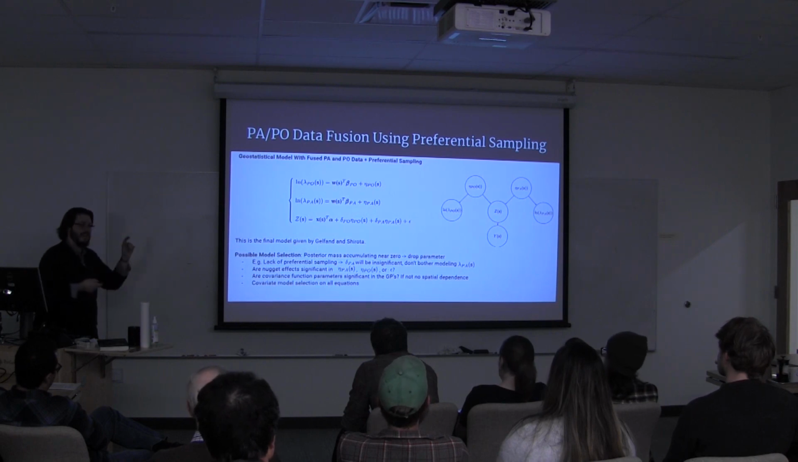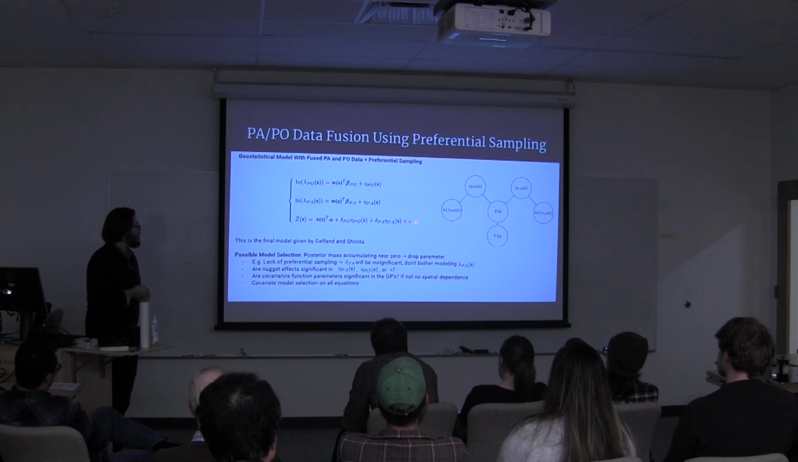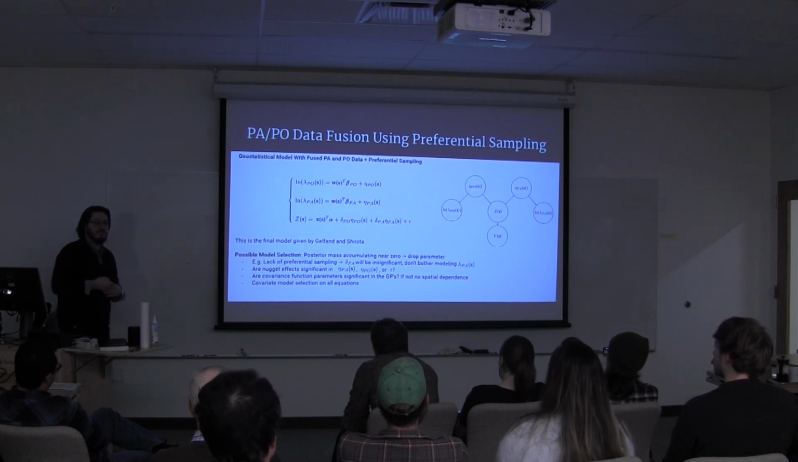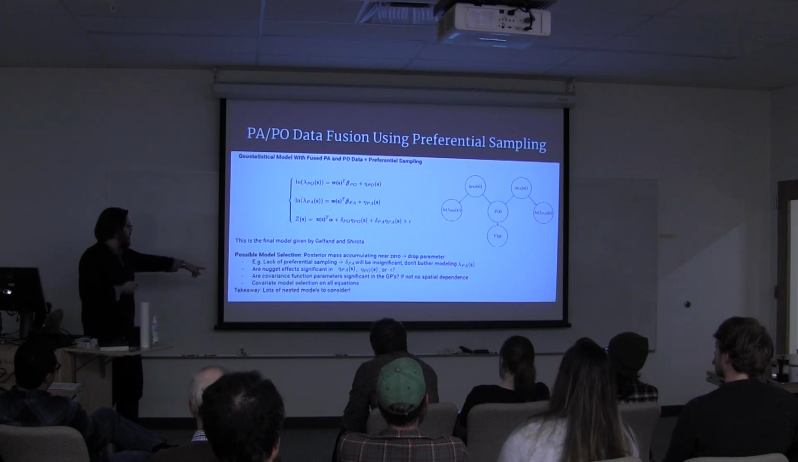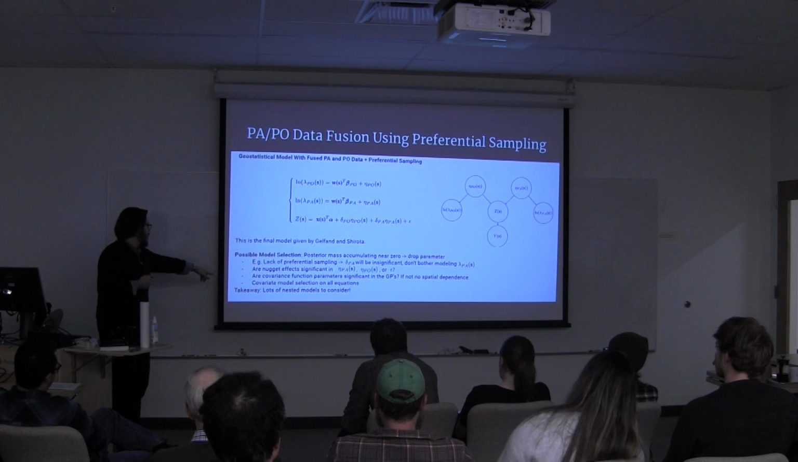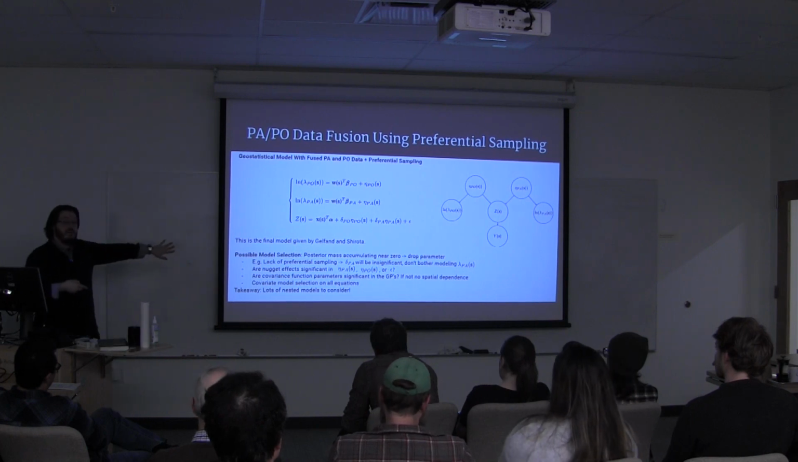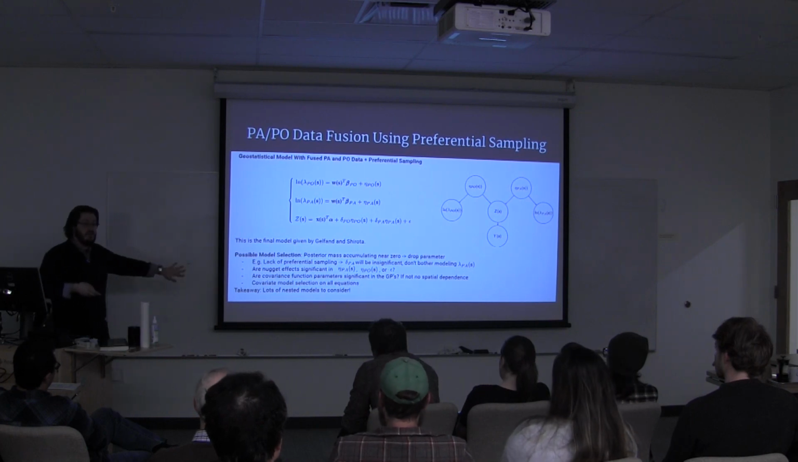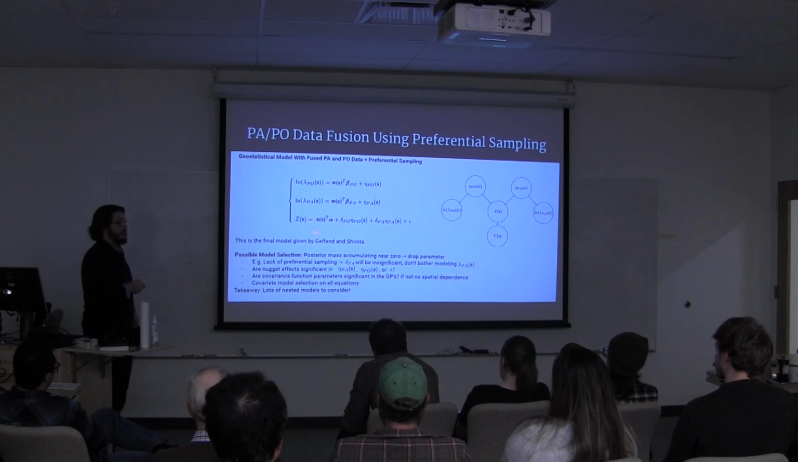So this is like that phi. Is that significant in these values? Because if not, we might not have spatial dependence, and we might need to use a different model. And then we could do covariate model selection on all these covariates here. So there's lots of nested models, and they actually explored quite a few in the paper. This is the most general, so this is really all we're talking about.